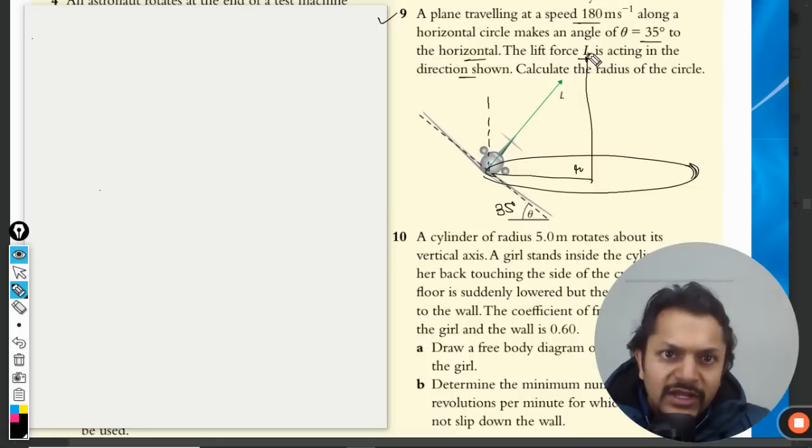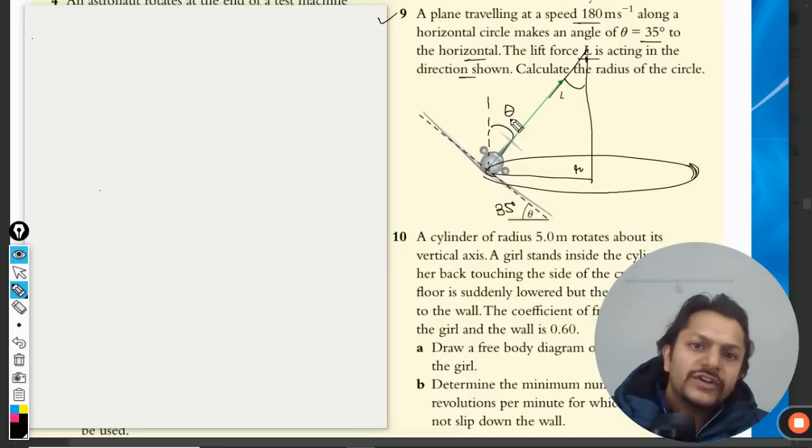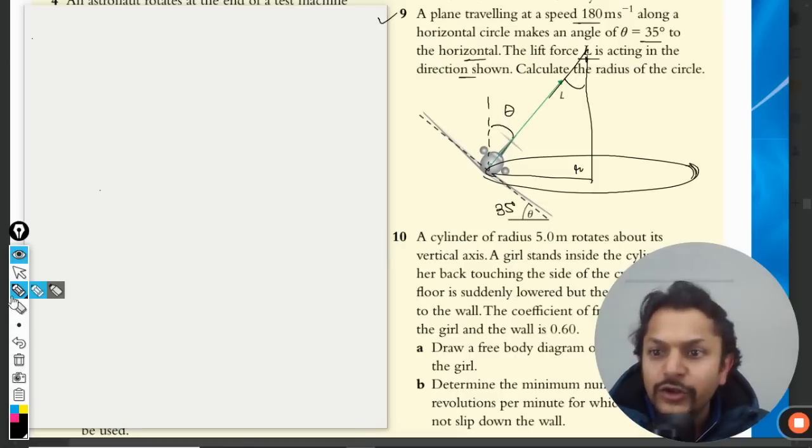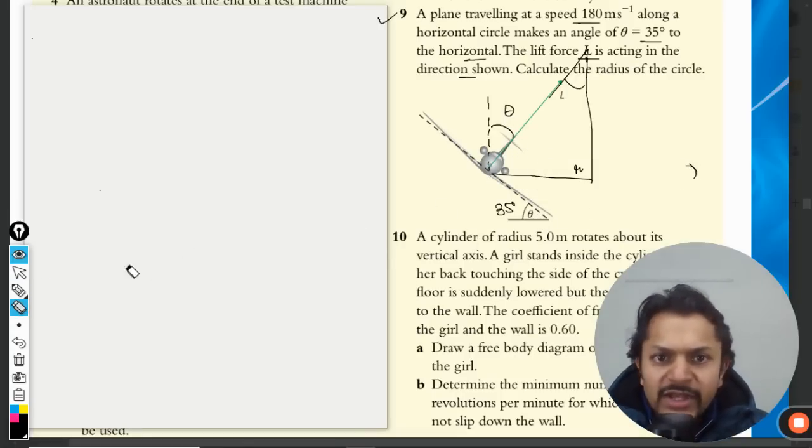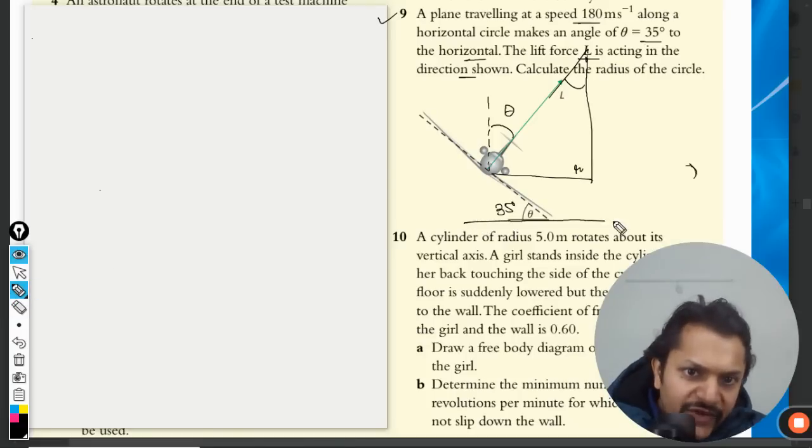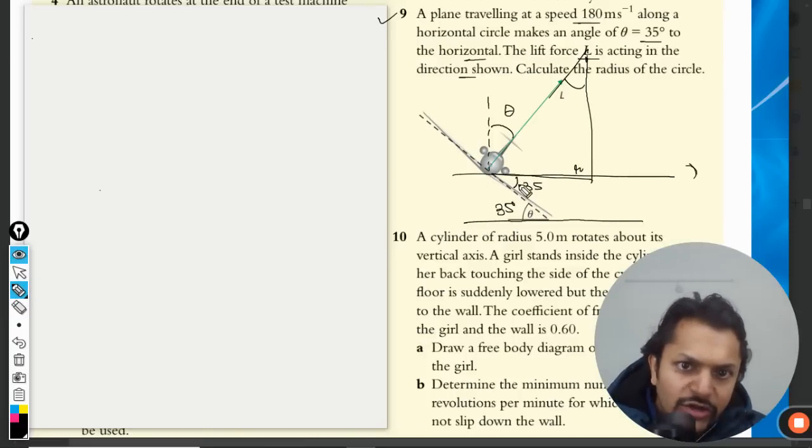Now this angle theta is given as 35 degrees, but as I have already shown you in the theory, we will be interested in either this or this angle, isn't it? So we first have to find whether this angle is equal to 35 or not. So let's see. This is 35 and these are two parallel lines, so this angle will be 35. These are alternate interior angles.